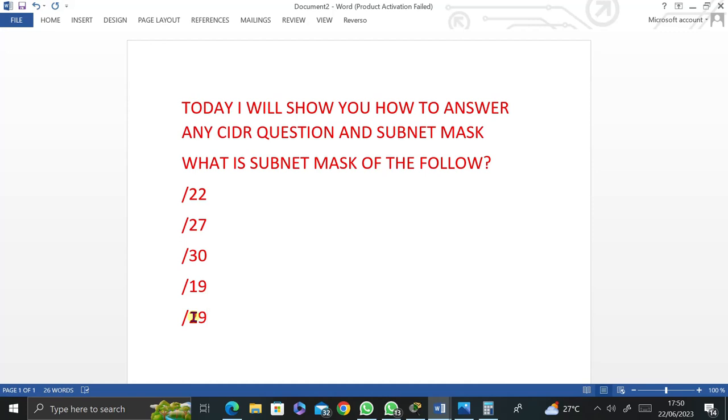So if they give you these various slashes, and then they ask you what the subnet mask of the following is, how can you do it? How can you solve this problem? To solve this problem, first let me label our working tool.